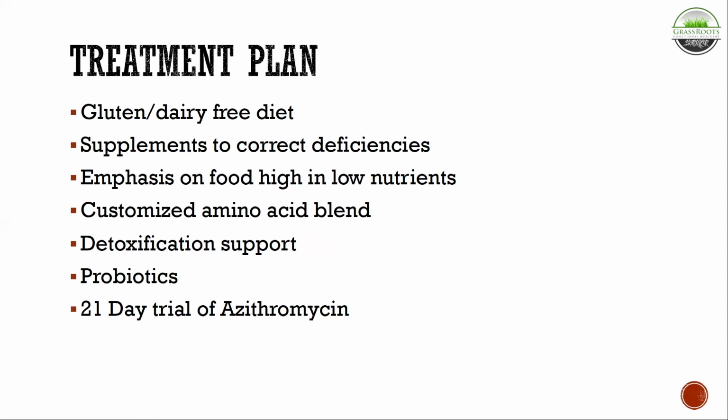So we were able to send that in and get him started on a customized amino acid blend. We also started him on detoxification support, probiotics, and then a 21-day trial of azithromycin. Now, azithromycin is an antibiotic. The reason we decided to go down this path is because of the severity of his case, what he had been on already with the antidepressants and antipsychotics, and the lack of improvements that he's seen.